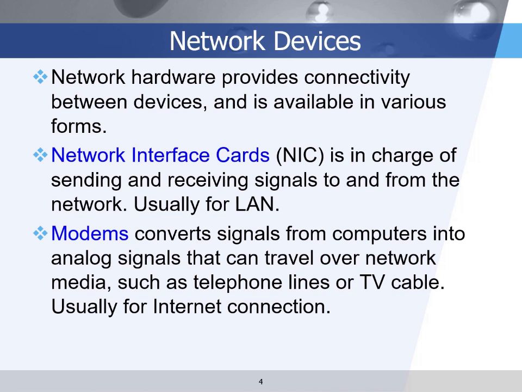The second type of device is called the modem. The modem can convert signals from computers into analog signals that can travel over the network media, such as the telephone lines or TV cable. So it's usually for internet connection.